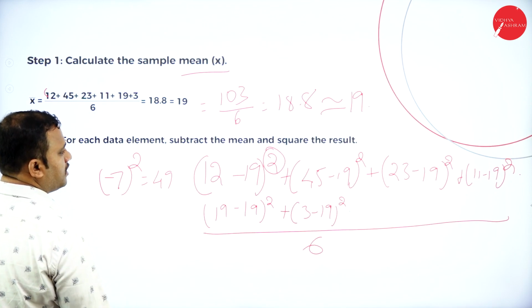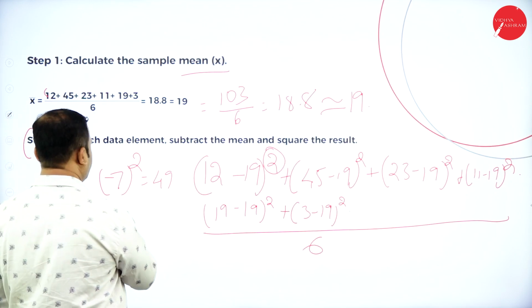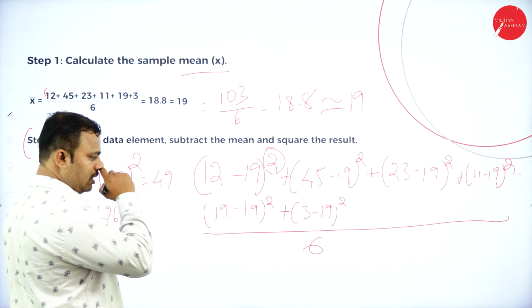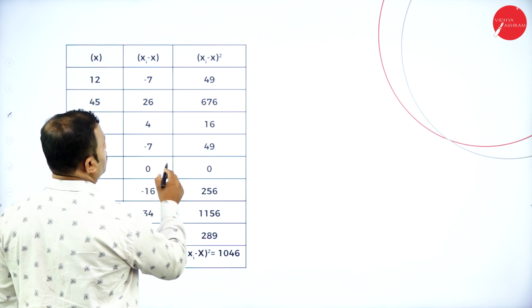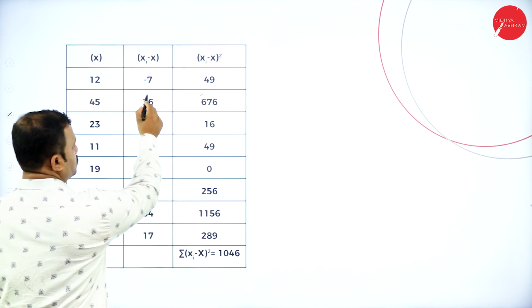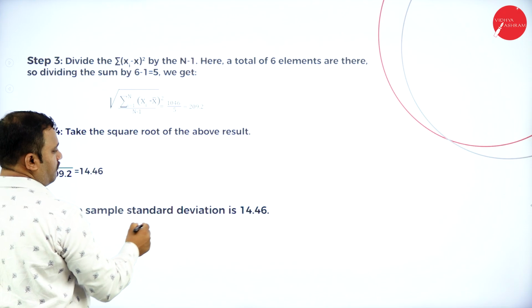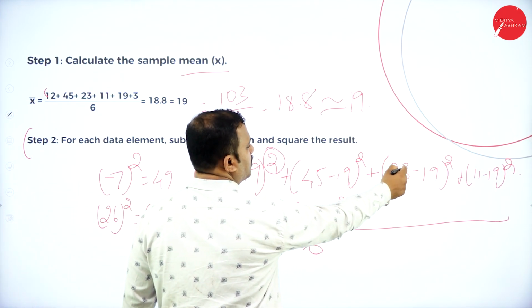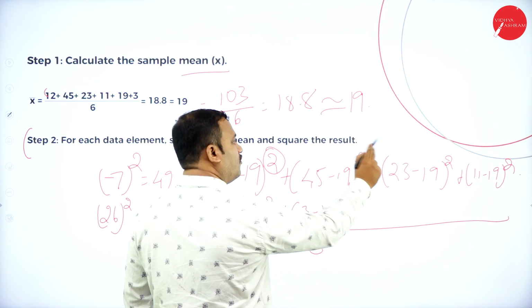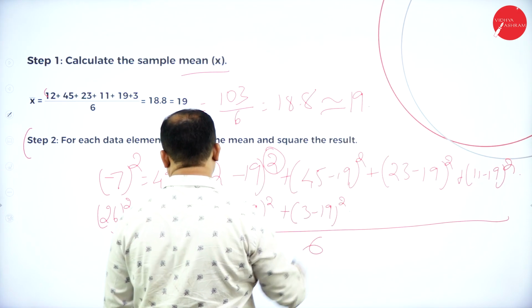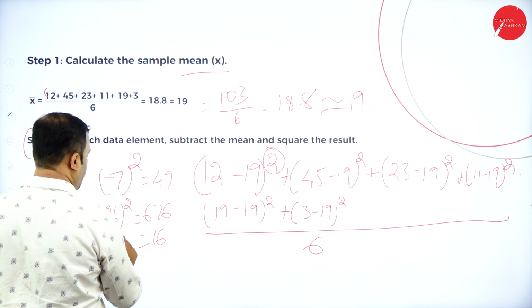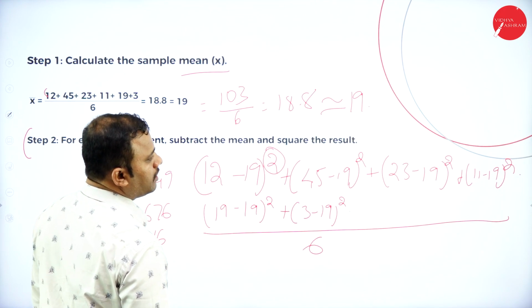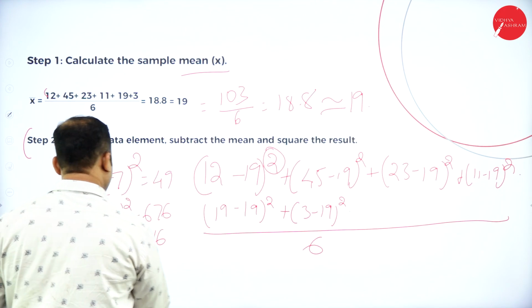Then we have 45 minus 19. That is equal to 26. 26 whole square is equal to 676. We have the value which is equal to 676. So on like that. 23 minus 19, you will get 4. 4 square is 16. That is equal to 16. Then you have the other value, that is 11 minus 19 is equal to minus 8. 8 square is equal to 64.